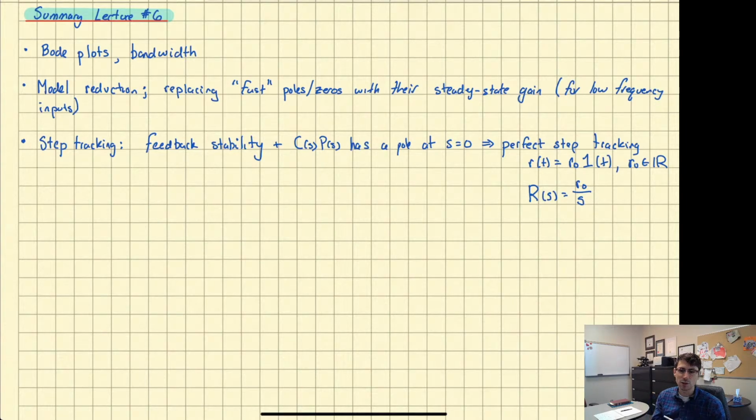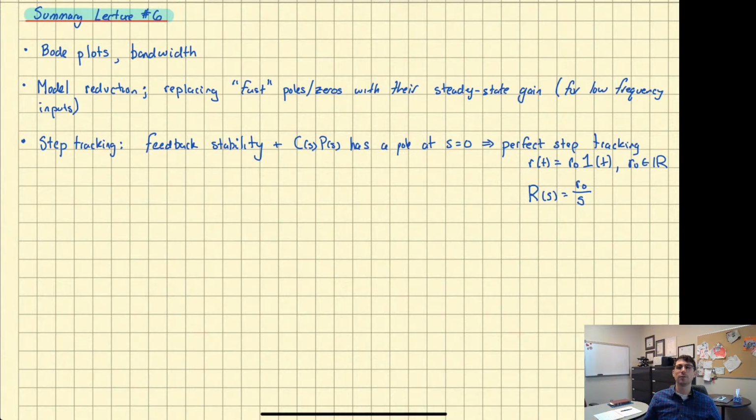What we argued, essentially using the final value theorem, was that if you've got a stable closed loop system, so feedback stability, and the controller plant combination, C times P, has a pole at s equal to 0, then you get perfect step tracking for any reference which is a step. And the size of the step doesn't matter, you still get perfect step tracking.